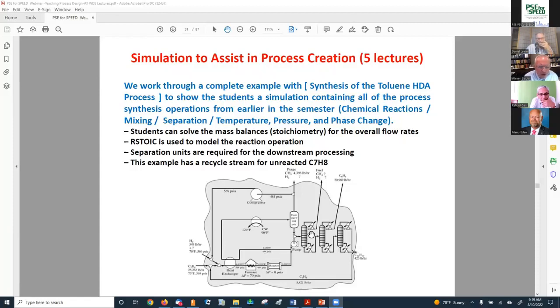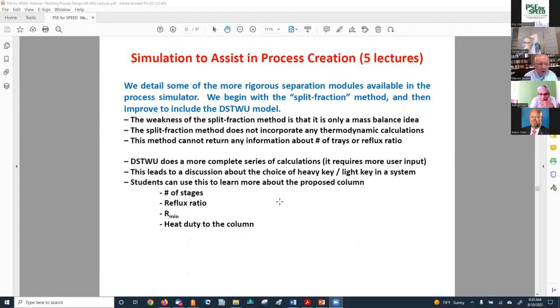We can do that later, but we don't do that at this point. The separation units, okay, we have them look at that, and I'll have some things to say about how we do the separation units. And we do have, in this case, a recycle stream, which has the unreacted toluene, and that comes back to get mixed. So they're aware of this at the outset. And now we go through and teach them things they're going to need to know.